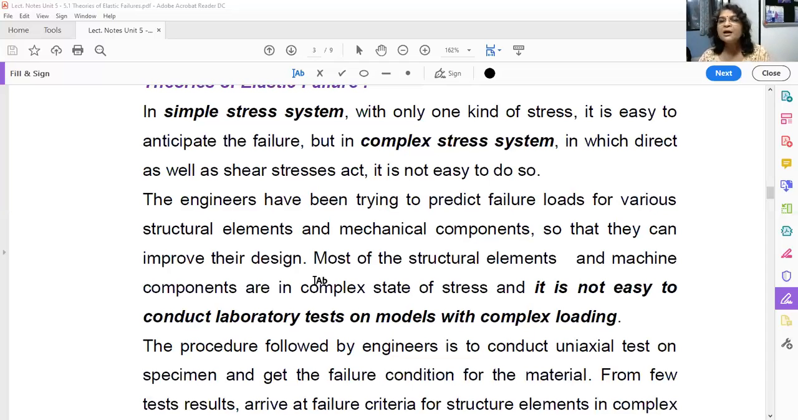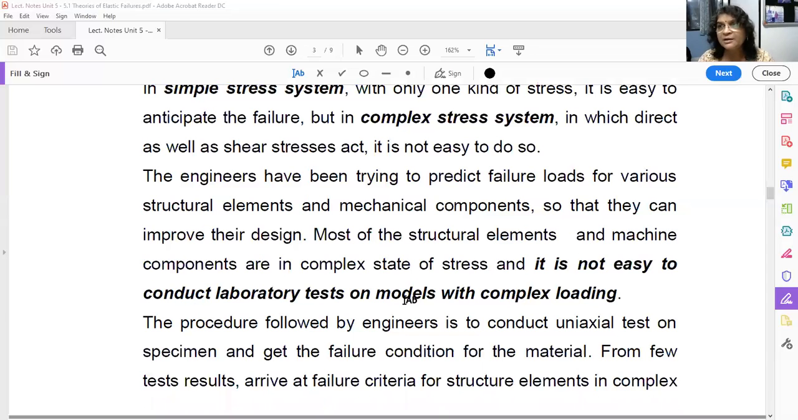So when these two kinds of stresses are present in the system, that is known as a complex stress system. Now it is very difficult to predict the failure of such a complex stress system. How will you predict the failure? How will you assume that at this type of stress failure is occurring, whether due to shear stress, whether due to tensile stress, or what will be the combination of those stresses? It is not easy to conduct a laboratory test also, because your loading is complex.